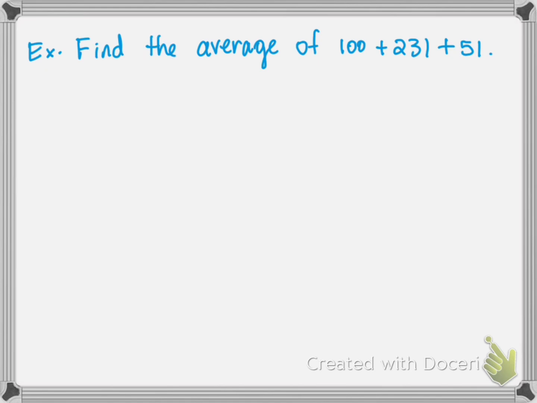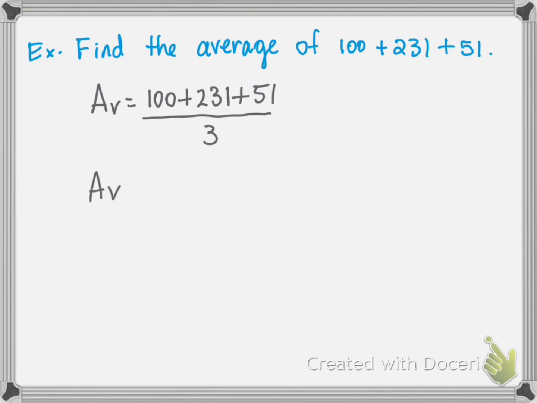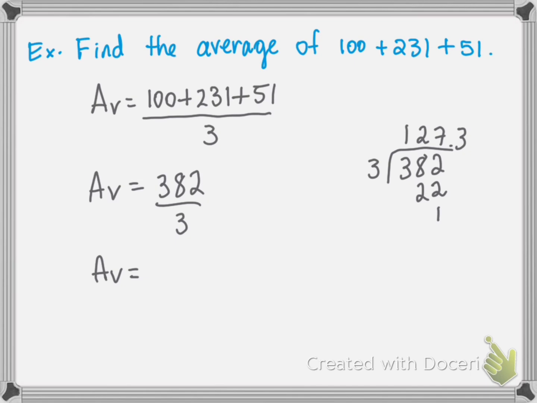The next example says find the average of 100, 231, and 51. So we're going to do the same. We're going to add all those 3 numbers, and then we're going to divide them, in this case divided by 3 because there are only 3 numbers. If we add that, we get 382 divided by 3. Now in this case, 382 is not divisible by 3, so we're going to get a decimal, but that is okay. So in this case, the average is 127 and 3/10.